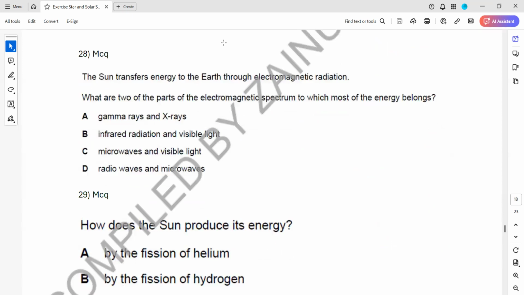The sun transfers energy to the Earth through electromagnetic radiation. Which two parts of the electromagnetic spectrum does most of the energy belong to? What are the main radiations which the sun is giving us? Mainly the sun gives us light and heat. So the light energy, visible light, and the heat radiation, or infrared radiation. That's why B is the right answer.